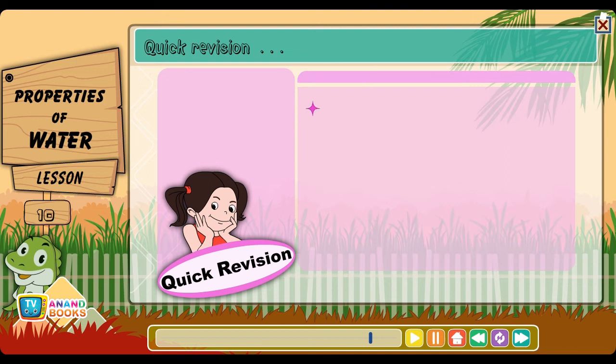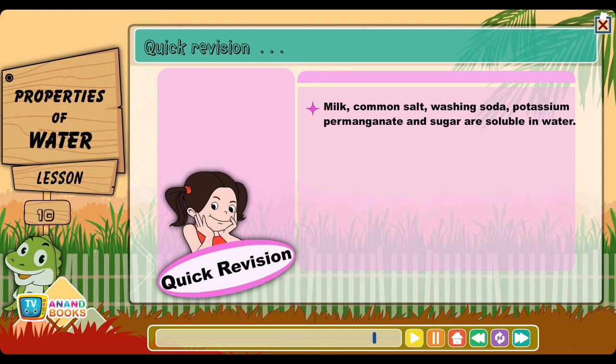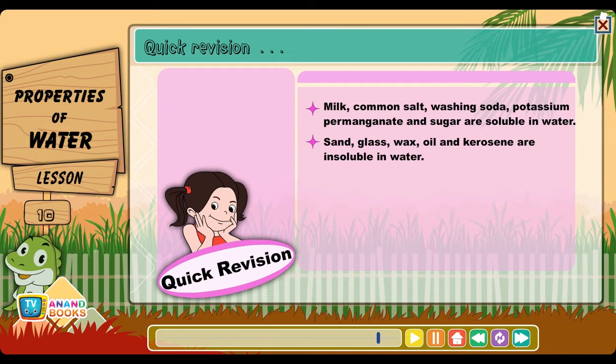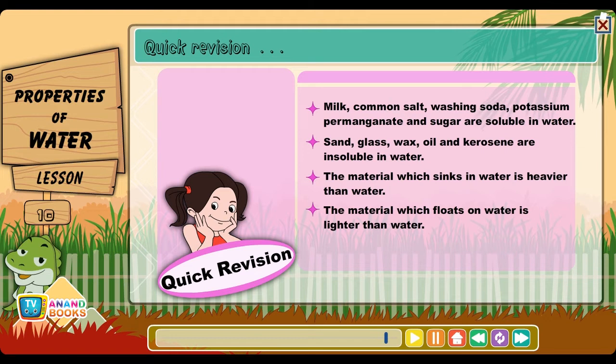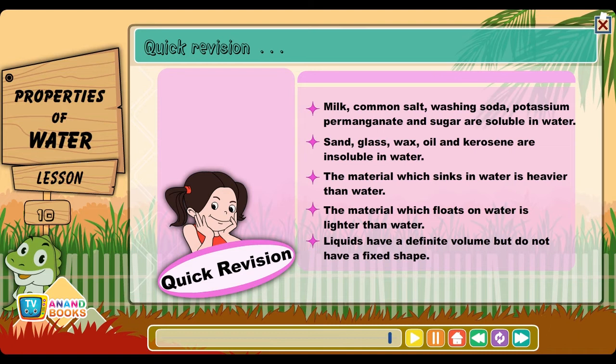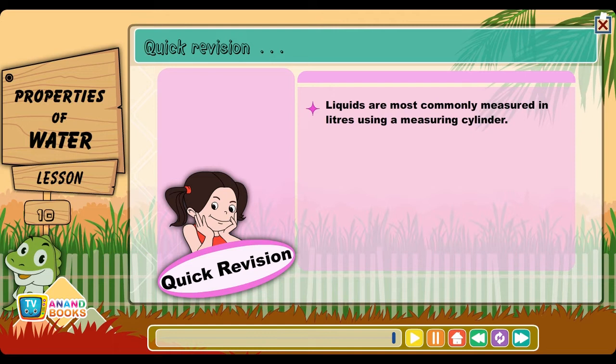Quick revision. Milk, common salt, washing soda, potassium permanganate and sugar are soluble in water. Sand, glass, wax, oil and kerosene are insoluble in water. The material which sinks in water is heavier than water. The material which floats on water is lighter than water. Liquids have a definite volume, but do not have a fixed shape. Liquids are most commonly measured in liters using a measuring cylinder. Liter is the standard unit of measuring liquids.